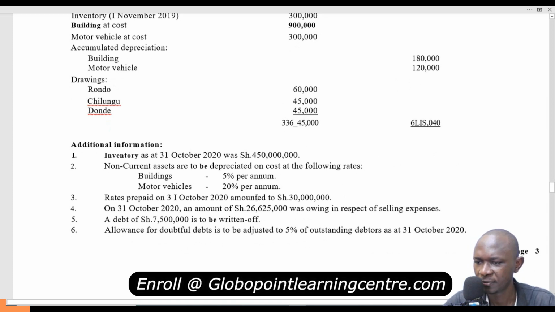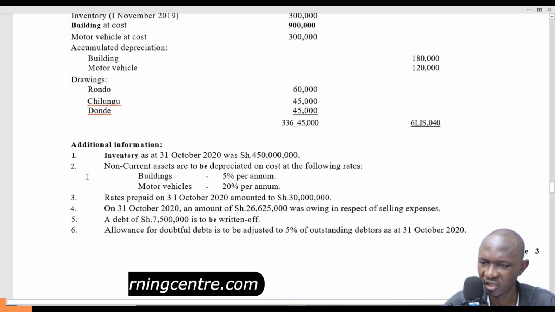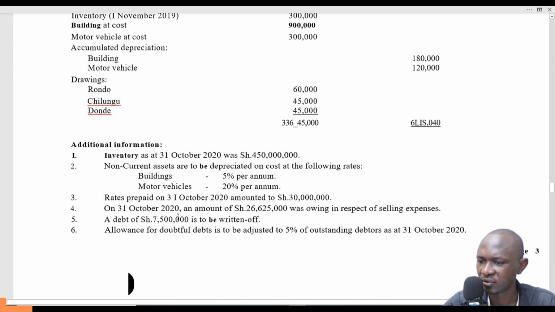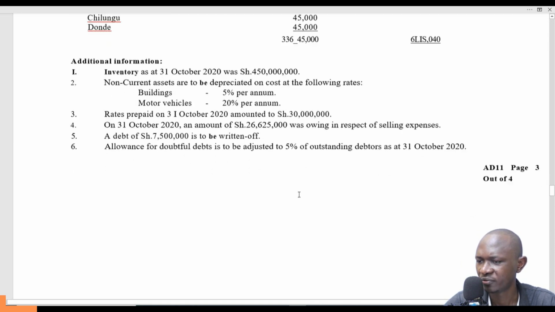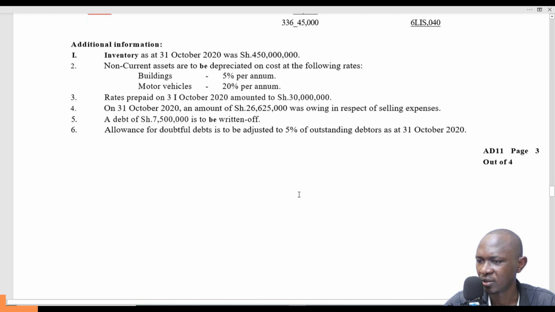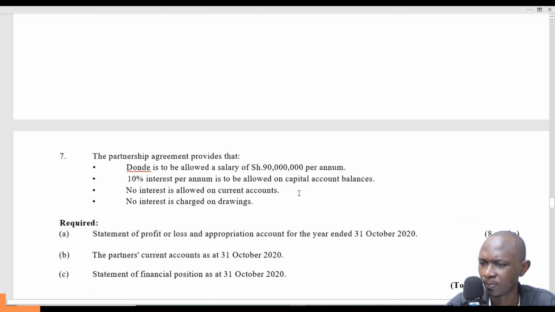Okay, let's proceed. Inventory as at 31st October 2020 was 450,000. And current assets, we have those ones. Rates prepaid on 31st October, we have that 30,000. On 31st October 2020, an amount of 26,625 was owing in respect of selling expenses. Then you have that debt of 7.5 to be written off. Allowance for doubtful debts is adjusted to 5% of outstanding debt as at 31st October 2020.